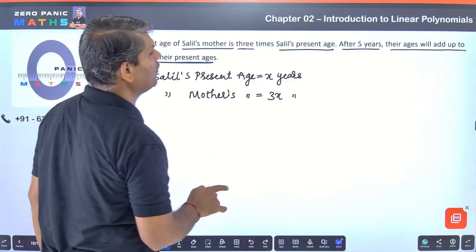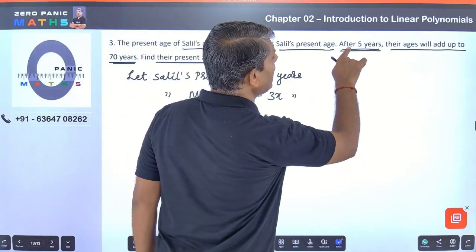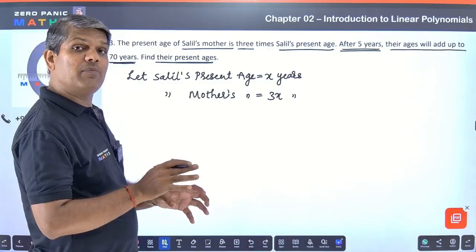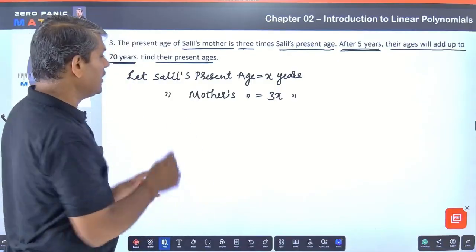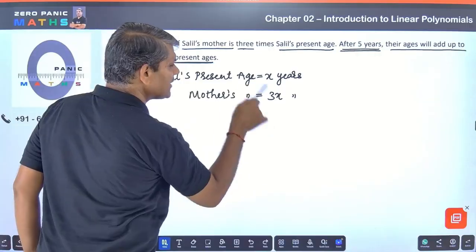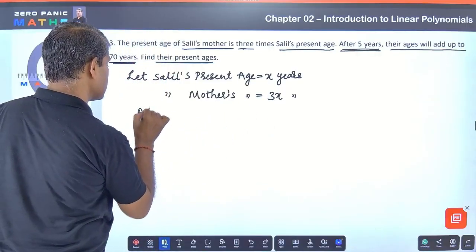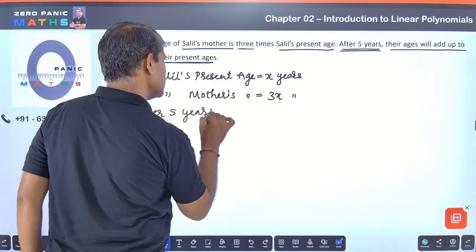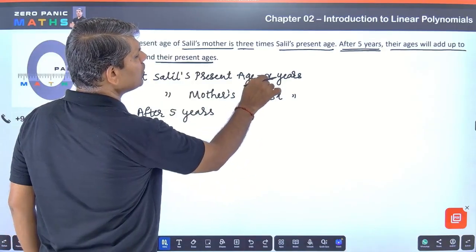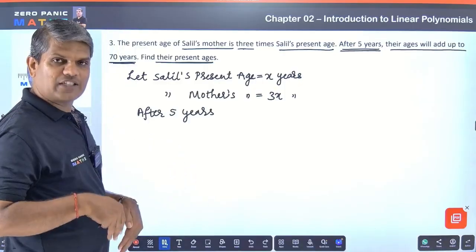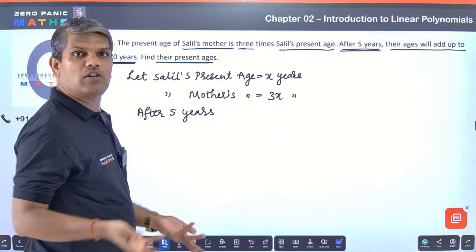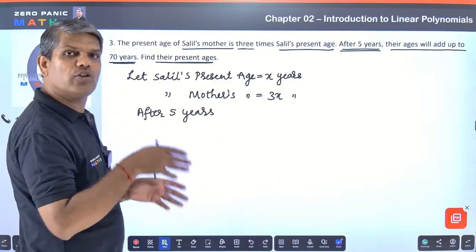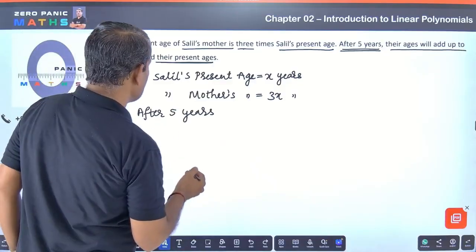Now listen to me carefully again. The additional information they have given is that after 5 years, the sum of their ages will be 70 years. Since the present ages are x and 3x, after 5 years, this is nothing more than adding 5 to the current age. So if you are 10 years now, then after 5 years you will be 15 years. If you are 15 years, after 5 years you will be 20 years. So it is only adding 5 to the current age. That's what I'm trying to make you understand.